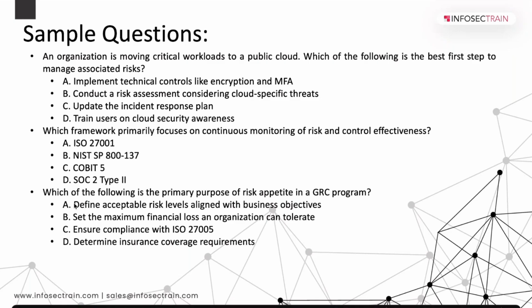Now, the second question: which framework primarily focuses on continuous monitoring of risk and control effectiveness? Definitely C and D is not an answer. So now we are left with A and B. Since the question is talking about continuous monitoring of risk and control effectiveness, the keyword is effectiveness, I am going with the answer B, which is NIST SP 800-137.